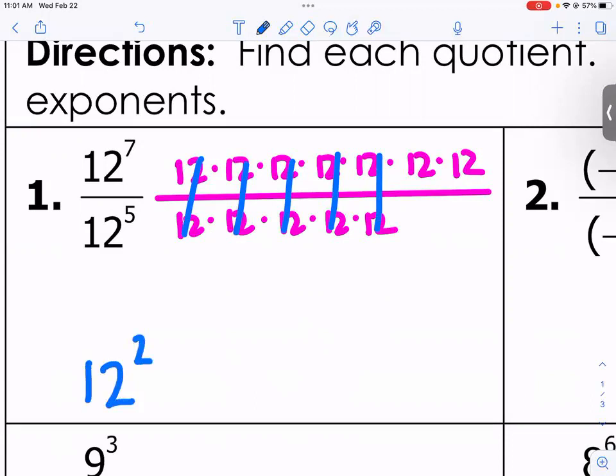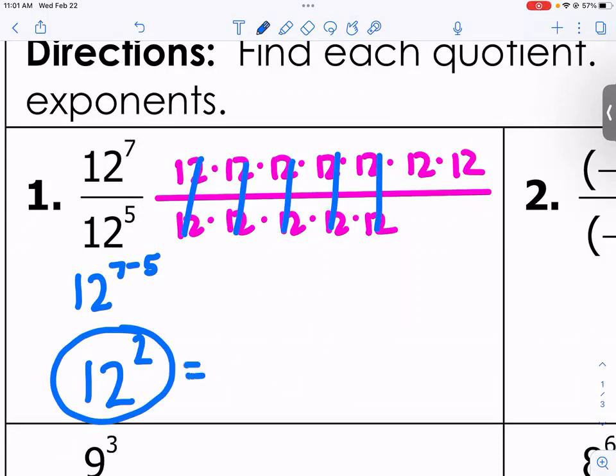Okay, well, you're not going to draw a picture every time. But what we can do, knowing that's happening, we can take the difference of the exponents, knowing that those are canceling. So really all we need to do is keep our base 12, and we need to take 7 minus 5 to get 12 squared. Okay, Brady, what's 12 squared? We'll eventually do that, but right now I'm just worried about the rules.